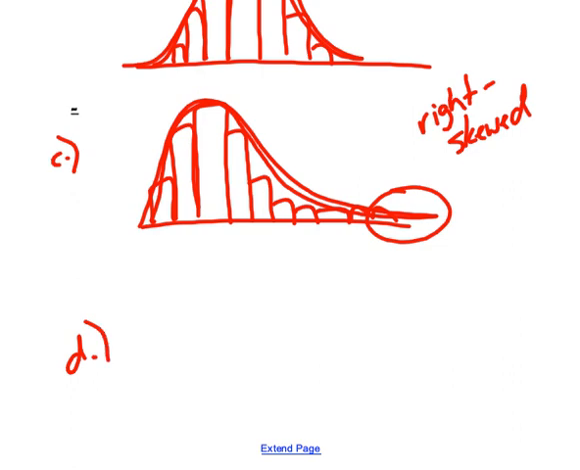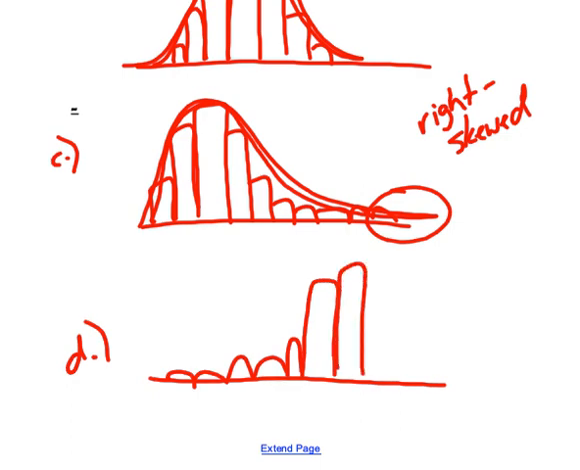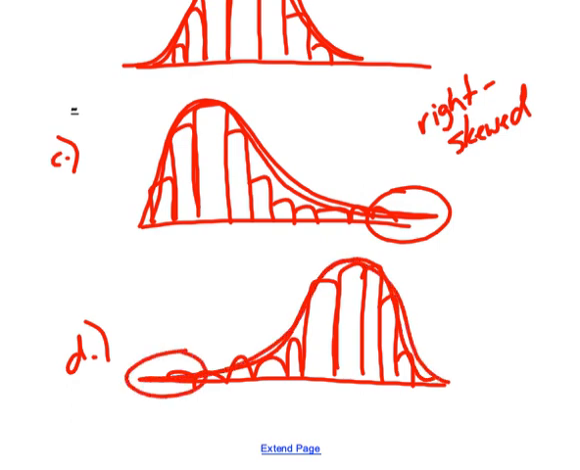And then we have the opposite of that. I'm not doing a very good job of drawing these, but if we had something that looks like this, we would put our tablecloth over top of it. What would that look like? Again, we have a tail over on this side. We would call that left skewed.